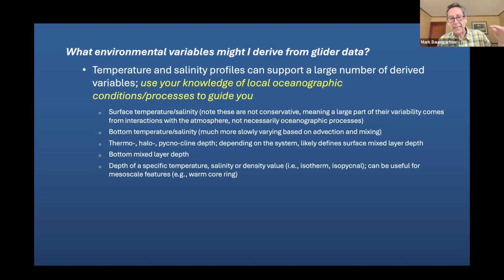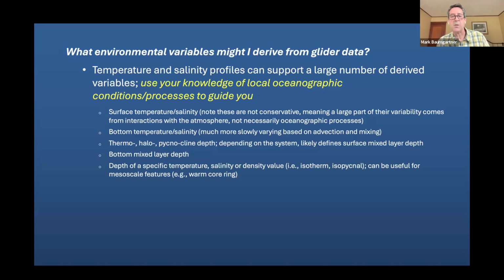Taking a look at clines, at gradients, thermoclines, haloclines, or pycnoclines, that's temperature, salinity, or density, can be very helpful, depending on the system, to define something like the surface mixed layer depth, or in the next case, the bottom mixed layer depth, which is something that we found to be important for determining North Atlantic right whale distribution. And then you might look at the depth of a specific temperature, salinity, or density value. So those can be really handy.